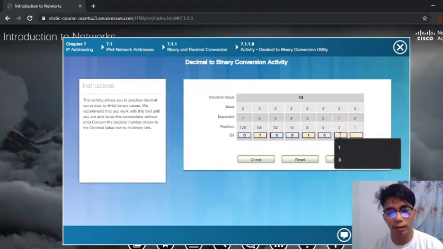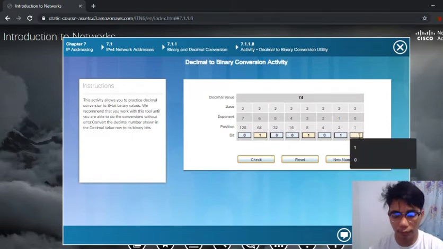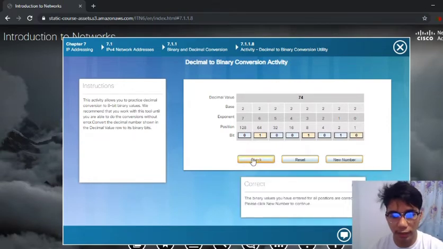Then 2 minus 2 is equal to 0, so let's put 1 here and 0. And then let's check whether it is a correct or incorrect position. We already turned it into binary. 74 is equal to 0, 1, 0, 0, 1, 0, 1, 0.